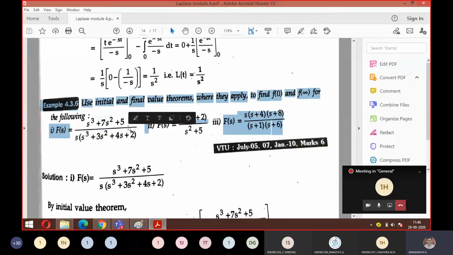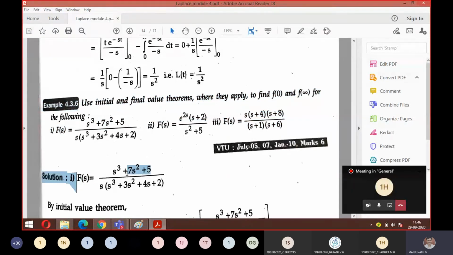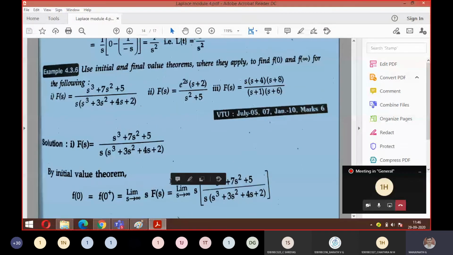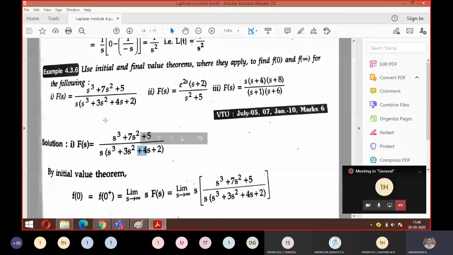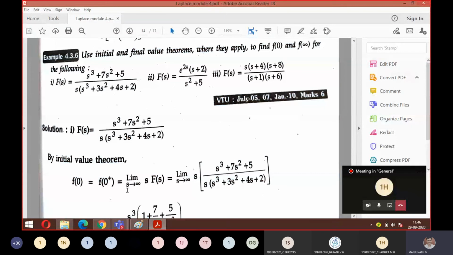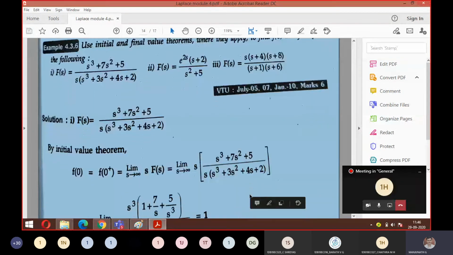Let me go with the first question now. So F of s is given. What should you find? You need to apply the initial value as well as the final value theorem. I hope you remember the formula for the initial value theorem. You can look at here: f of 0 is equal to limit as s tends to infinity of s into F of s. For that formula, F of s given in the question has been substituted. So is this first point clear?